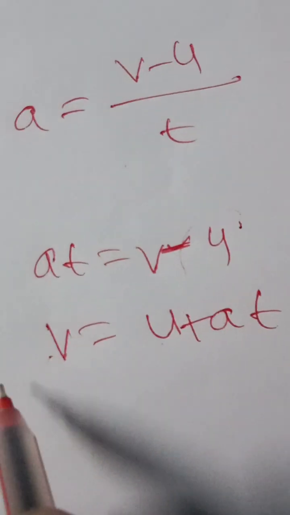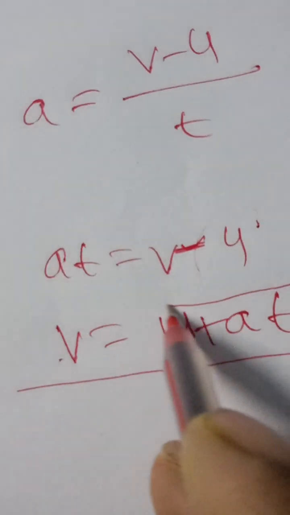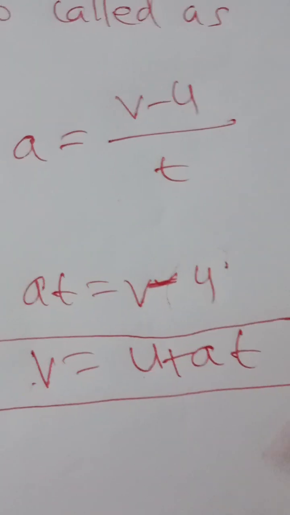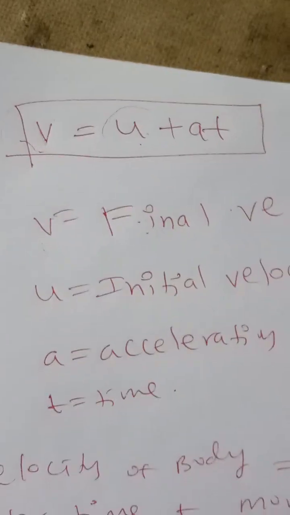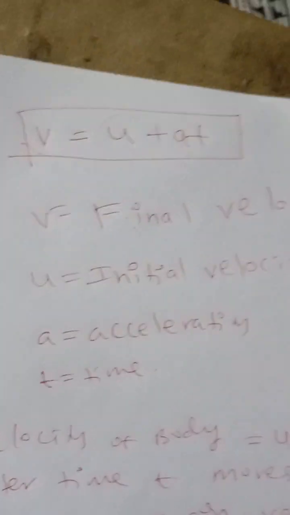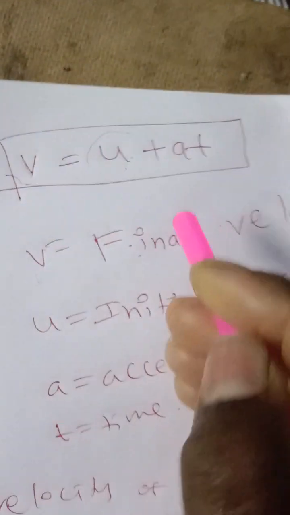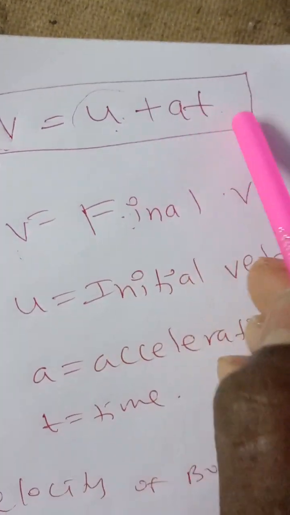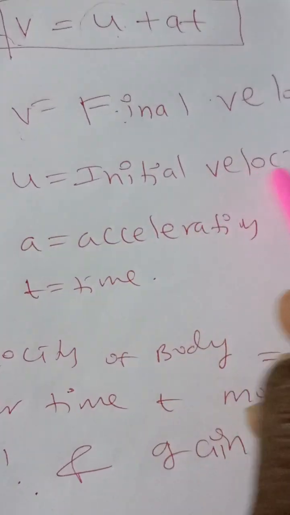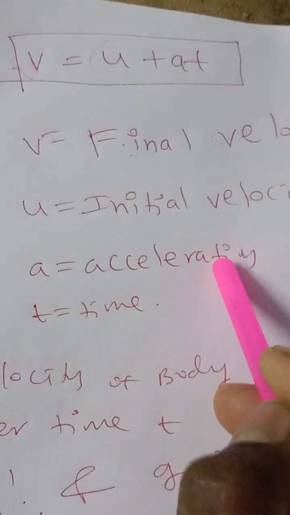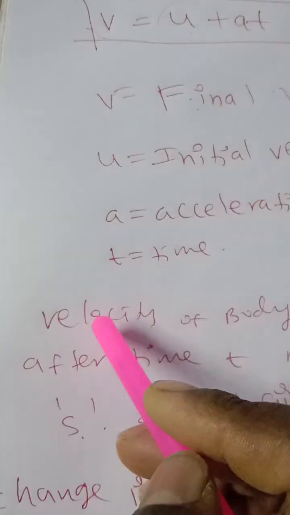This is the final formula of this expression. I'm repeating once again. To prove that v is equal to u plus at, here v is the final velocity of an object, u is the initial velocity of an object, a is the acceleration, t is the time.